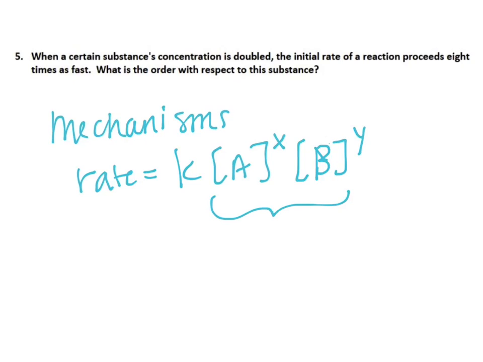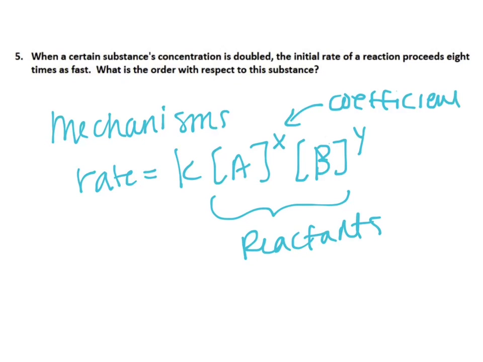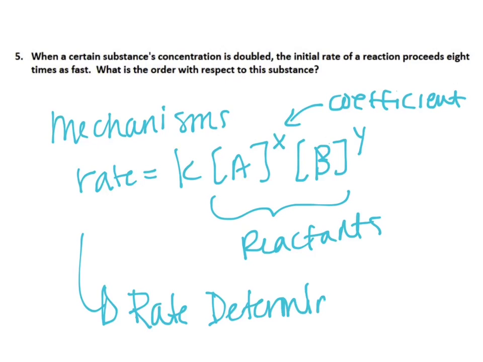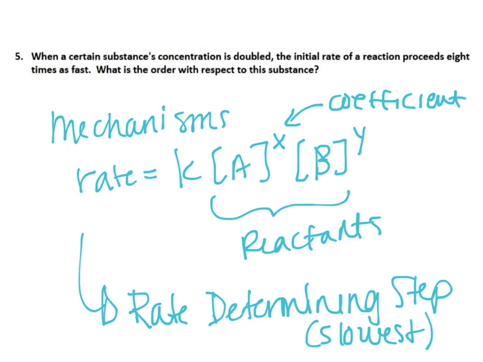And A and B are what part of our equation? They're reactants, and each is raised to the power of the coefficient. And how do we write the rate law? Where does the rate law, what is it written from? The slowest or the rate determining step. Okay, so that's just a refresher. That's how we can write the rate law.